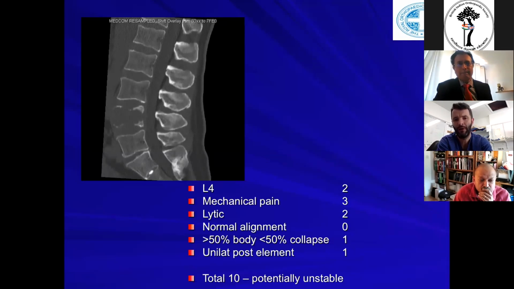Here's another CT scan, L4 lesion. You can calculate there, it's 10. Okay, it's potentially unstable. This is someone that I'd probably want to review and ask them, look, this is what surgery would involve. What do you think? Do you want it? And how bad actually are you?